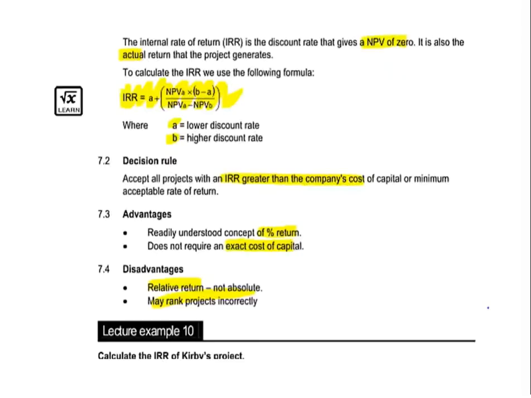So let's have a look at this formula then, which might not seem too pleasant on first glance. To calculate the IRR, we need to use this formula, and it requires us to work out the NPV at two different discount rates, A and B. So what we're going to have to do is to work out two different NPVs and then put them into the formula. So let's have a look then at this in lecture example 10.